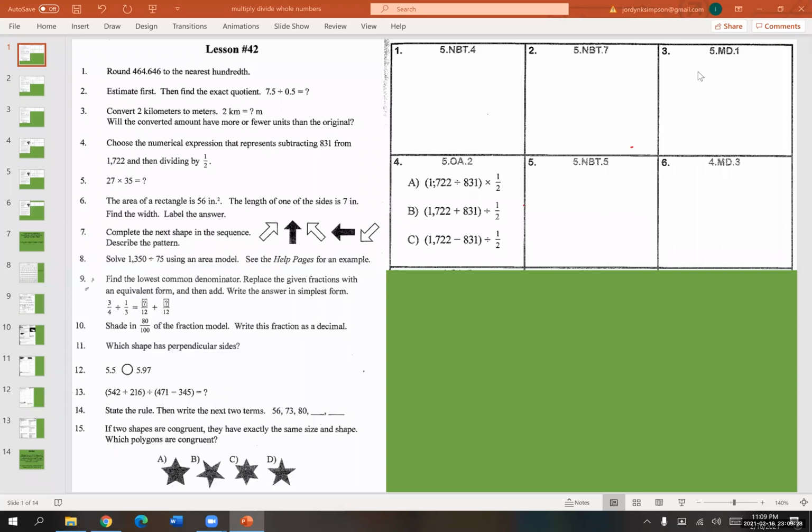Hey guys, I'm going to be doing Simple Solutions lesson number 42. So if you can go ahead and grab that, we'll do that together.